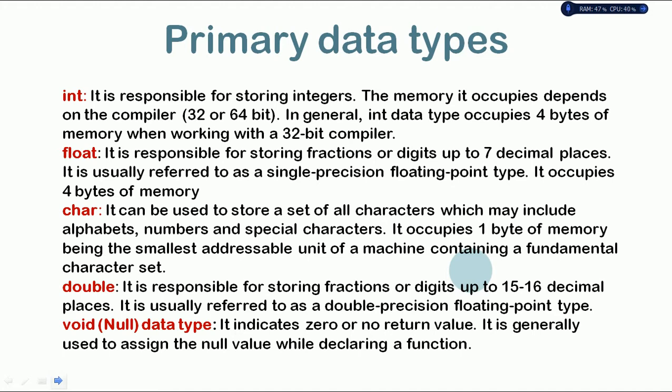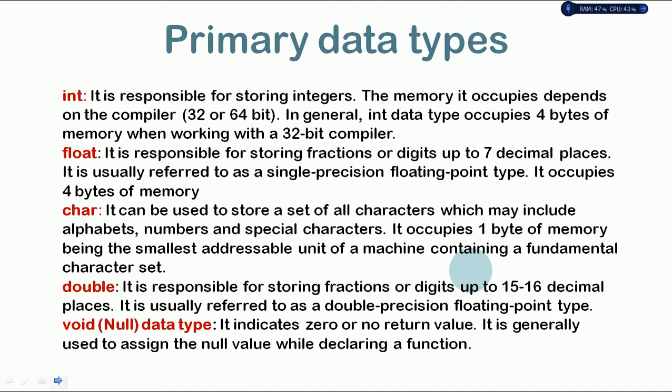Now coming to the second data type in the primary data types, which is float. It is responsible for storing fractions or digits up to 7 decimal places. We cannot store more than 7 decimal places by using float. It is usually referred to as a single precision floating point type, and it occupies 4 bytes of memory.